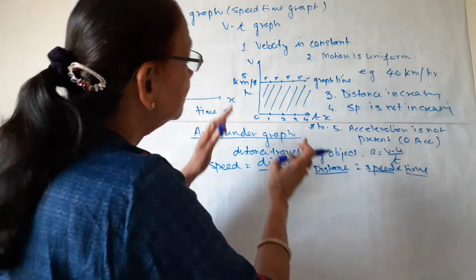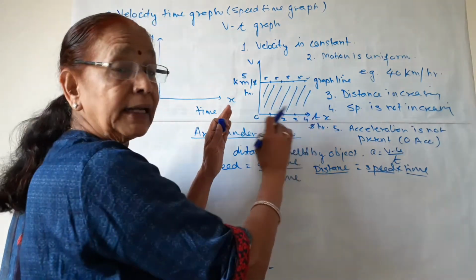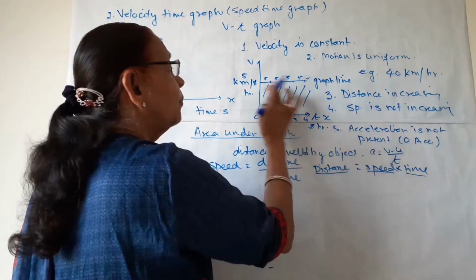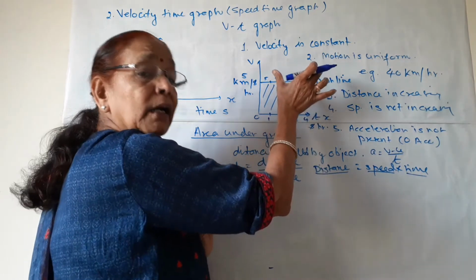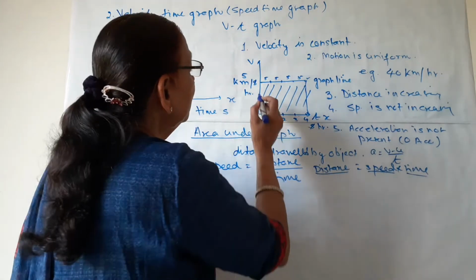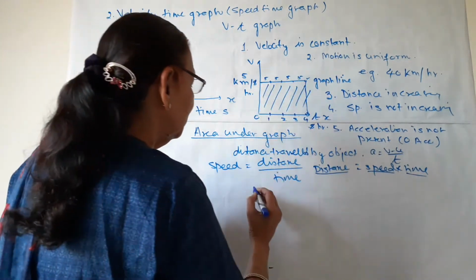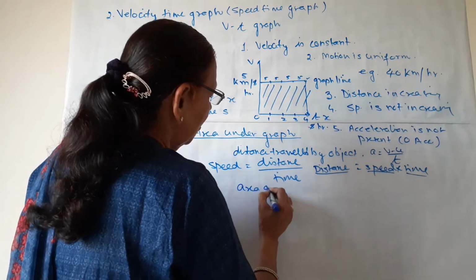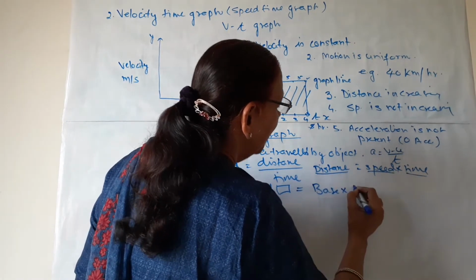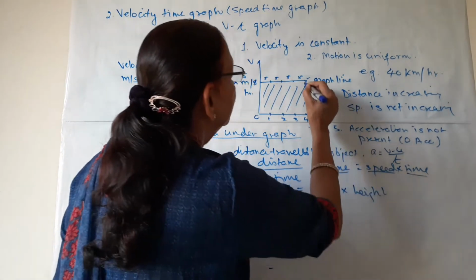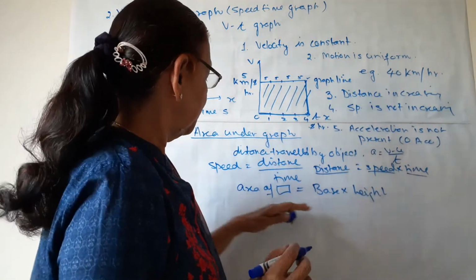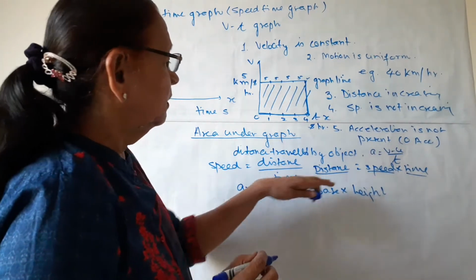But this distance is not y upon x. It is a multiplication, speed into time. So we have to calculate the area under the graph line. Suppose this area is a square or rectangle. The formula for the area of a rectangle is base into height. This into this, base multiplied by height will give us this distance.